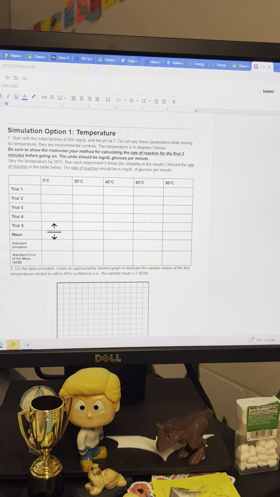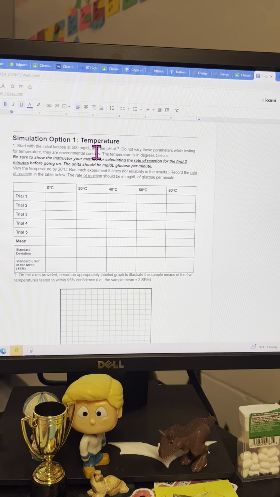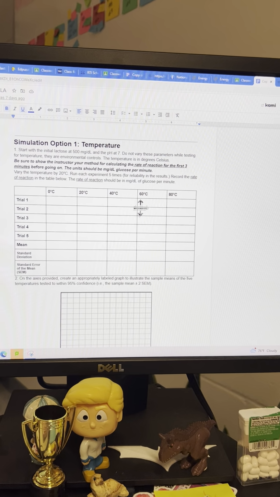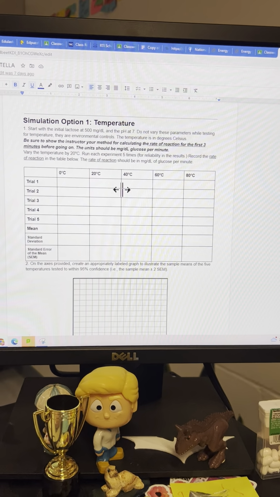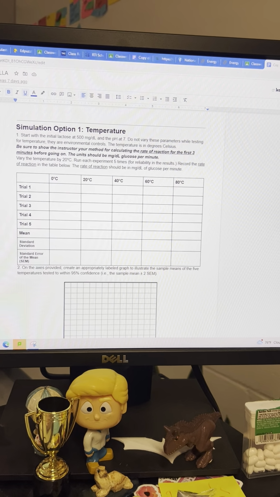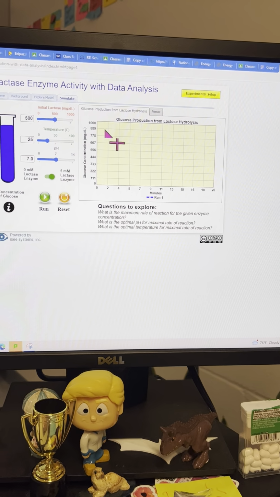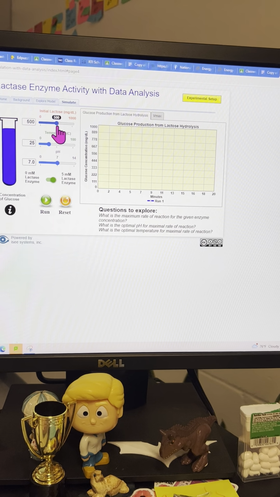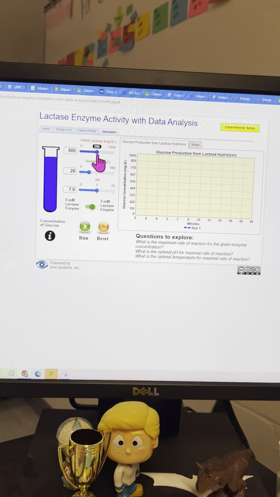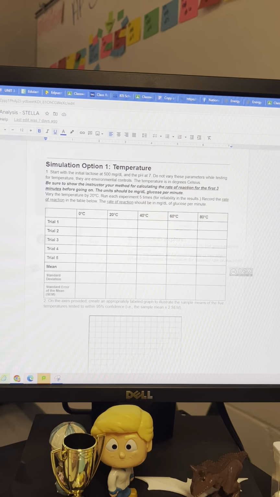So right here, the simulation option 1, we are going to be changing the temperatures. Okay, so if you'll see, we have 0, 20, 40, 60, and 80 degrees. It says start with the initial lactose at 500 milligrams per deciliter. And so we're going to look over here. We have 500 milligrams of the lactose. That means we're putting that much of the substrate into the experiment.